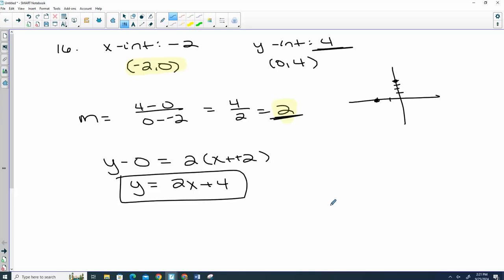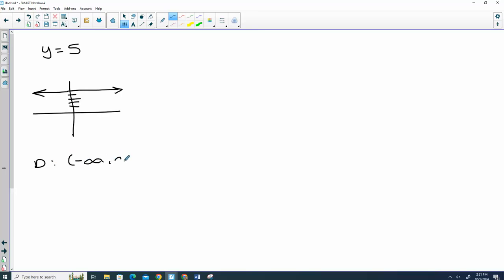So let's finish this discussion on lines real quick before I go into anything else. If it's y equals a number, so if it's just like y equals 5, what is that? If I ask you to graph the line, it's on the y-axis, so it's going to be parallel to the x-axis. What's the domain of this? What is your range?